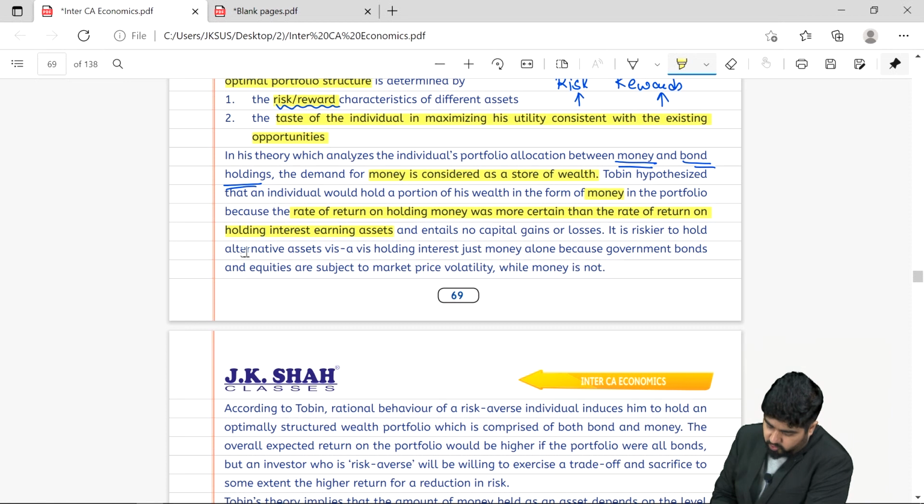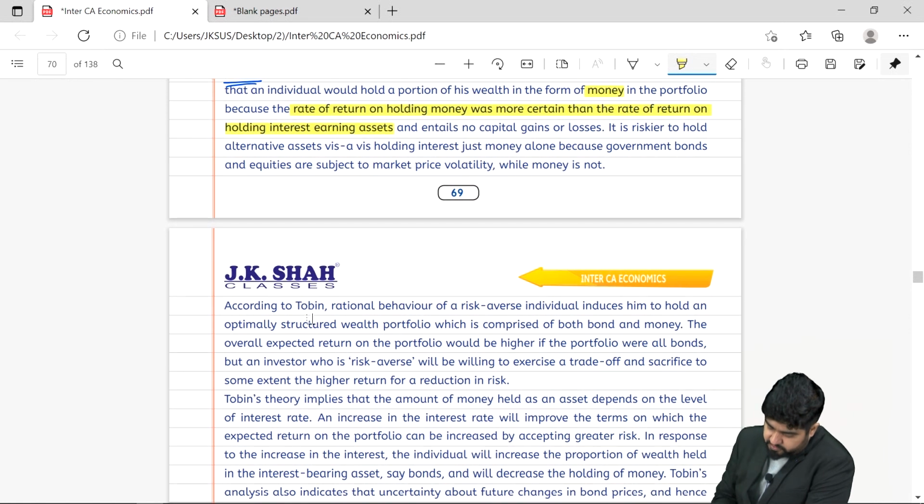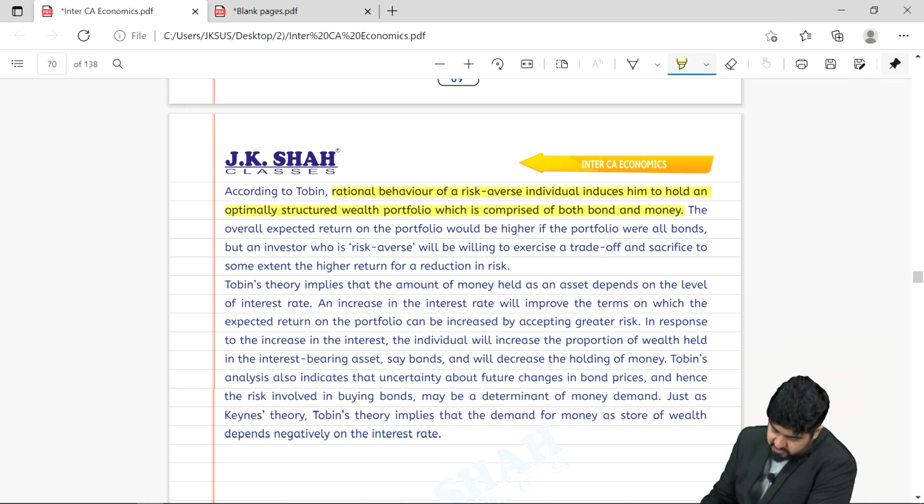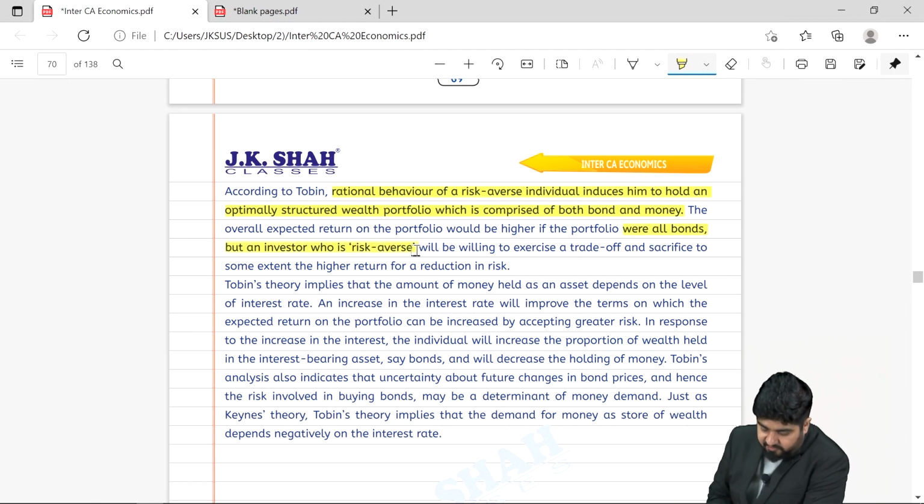It is riskier to hold alternative assets vis-a-vis holding just money alone, because government bonds and equity are subject to price volatility while money is not. Rational behavior of risk-averse individuals induces him to hold an optimally structured wealth portfolio which is comprised of both money as well as bonds. The overall expected return on the portfolio would be higher if the portfolio were all bonds. But an investor who is afraid of taking risk will never invest in this kind of portfolio. But a person who is willing to take more risk will invest everything into bonds.